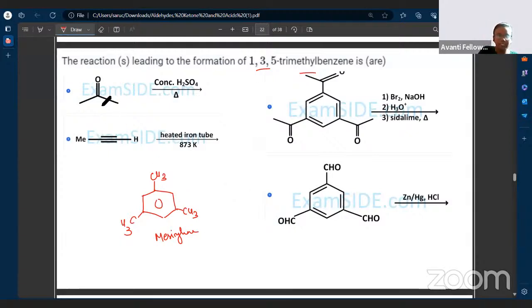When I take this one and treat it with concentrated sulfuric acid, we know it is a good dehydrating agent. So alpha-beta elimination will happen. Write the enol form of it. We'll be getting a double bond, hydrogen, and here it will be CH.